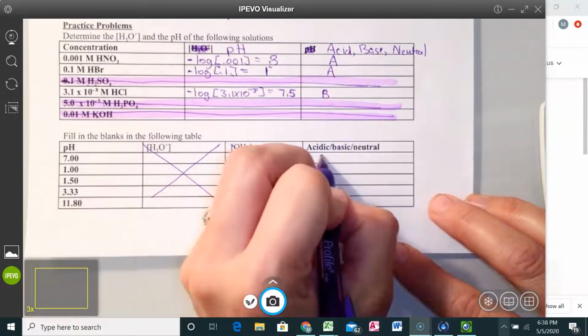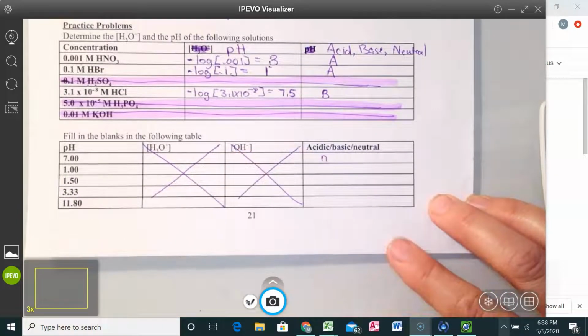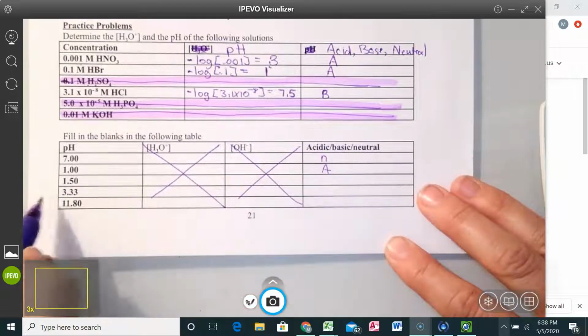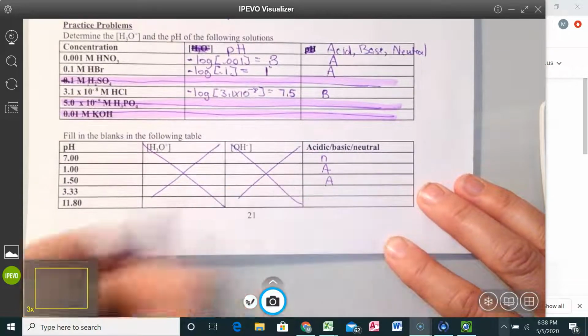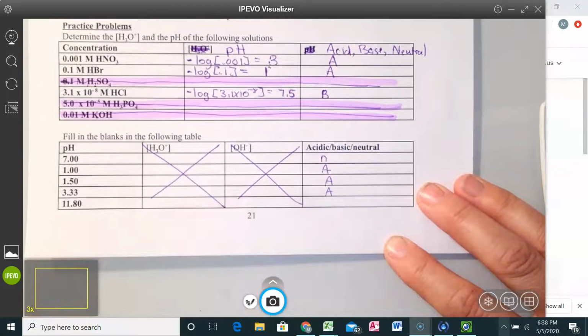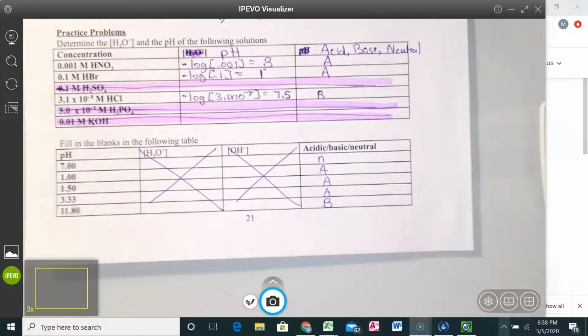So a pH of 7, this is again, we're just going to let me practice with remembering the scale. pH of 1 is going to be acidic, 1.5 acidic, 3.3 acidic, and then this last one, just again reading of how it would be basic. Okay, so I'm taking you to that point in the guided notes.